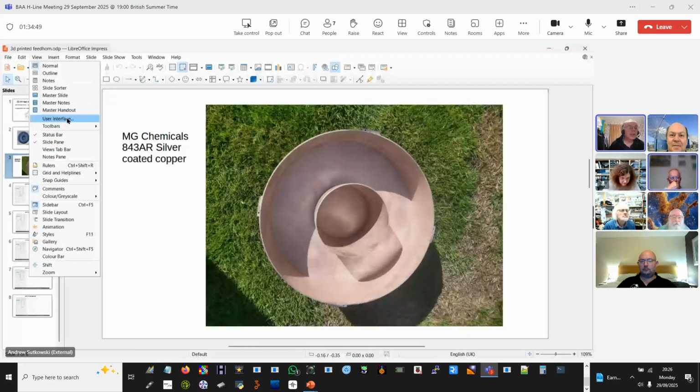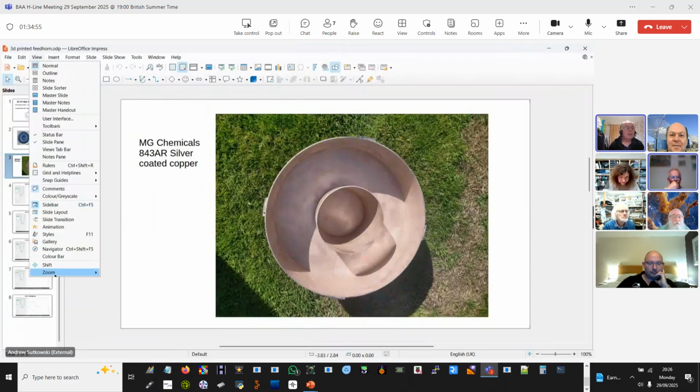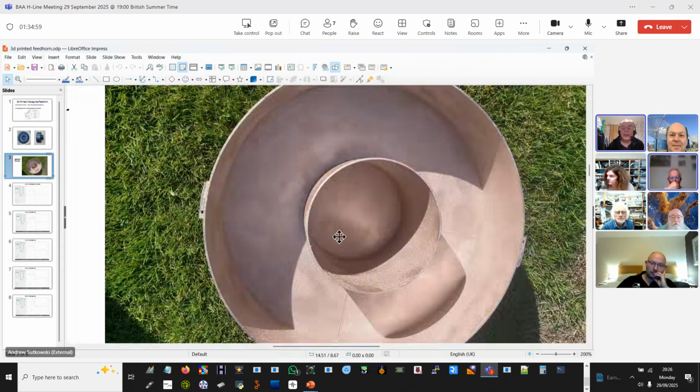Can I zoom in? Yeah, zoom down the bottom here. Let's go at 100%. That's not what we want. Let's go at 200% then. Yeah, better. There are still some grooves from the 3D printer at the bottom here, but once you paint over it, it tends to fill in some of the gaps.